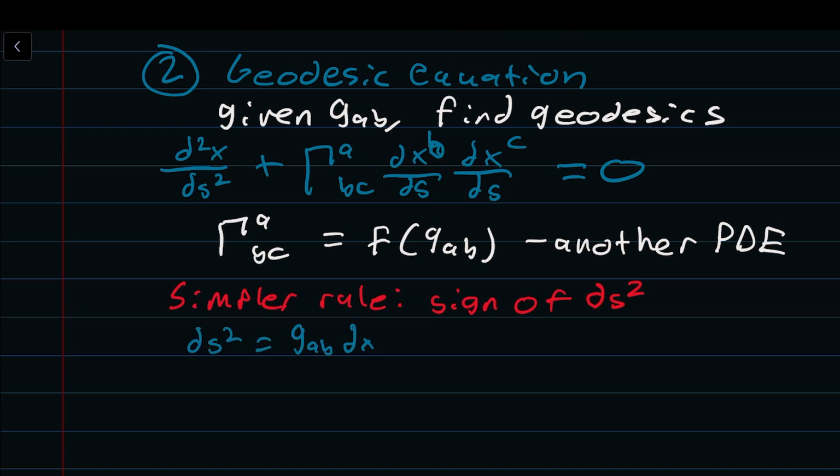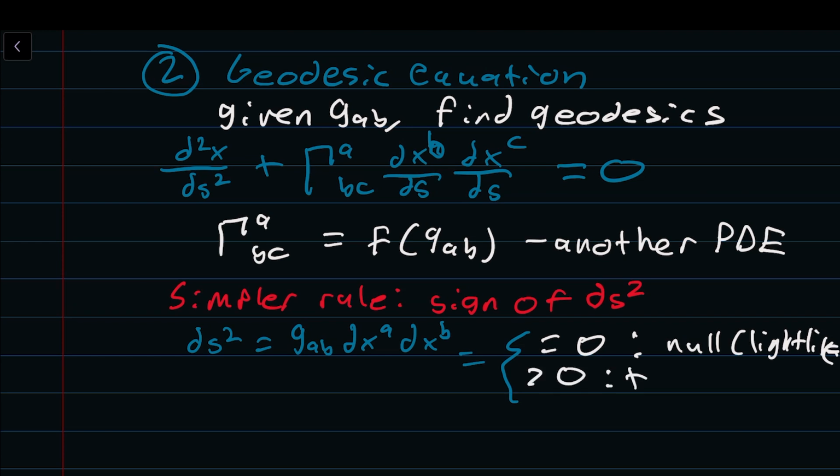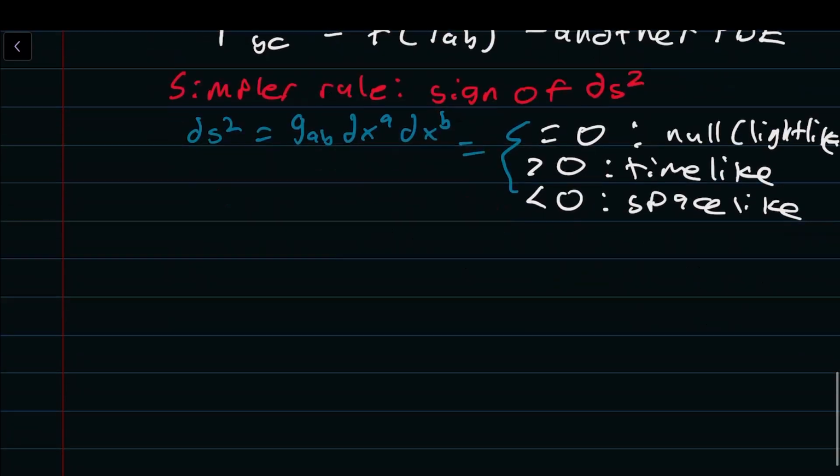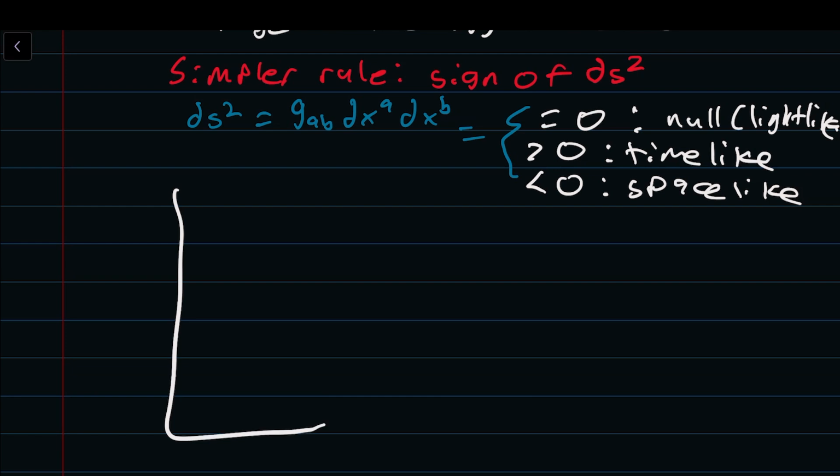What we will be using to put some restrictions on the geodesics that's much simpler is just looking at ds squared itself. As we said before, ds squared is gab times dxa times dxb. The sum is implicit here. That's some of the notation of general relativity. Then we say if that ds squared is equal to 0, we call that null or light-like, because that's what a photon does. If it's greater than 0, we call it time-like, and if it's less than 0, we call it space-like. And I'll give you examples of each of them.